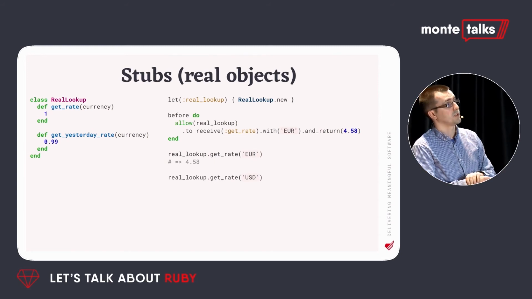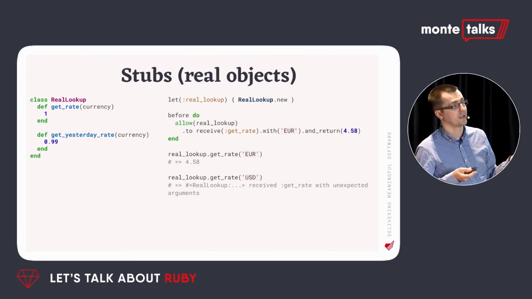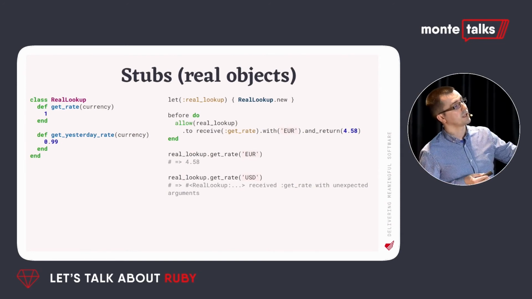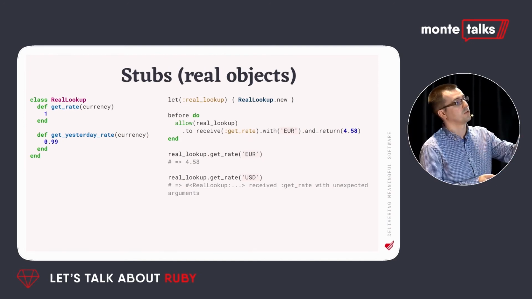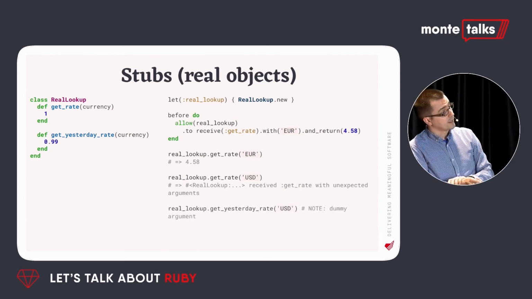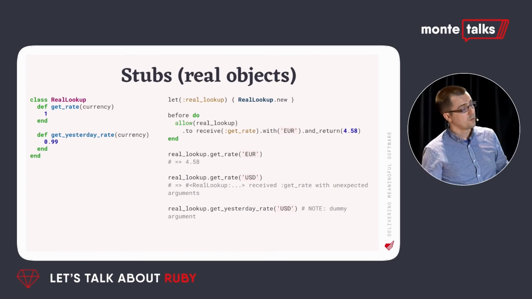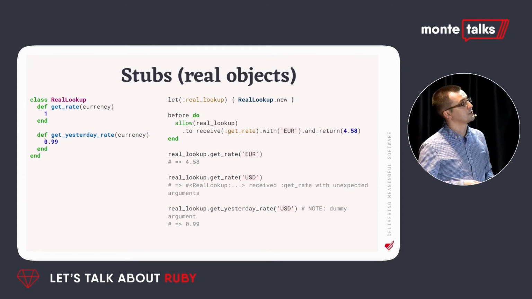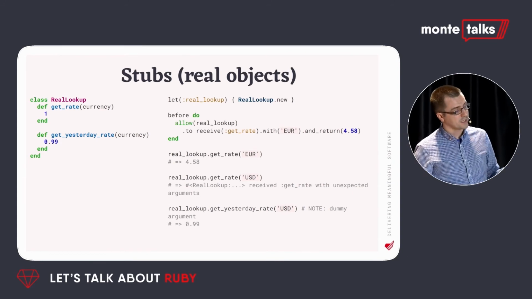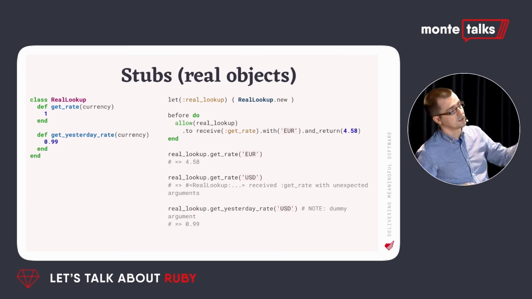But if I invoke this method with something which hasn't been defined in the before, it basically writes an error that it received getRate with unexpected argument, because we didn't explicitly define what should be returned by default by this method if the argument is different than euro, right? On the other hand, if we invoke another method which we haven't stubbed in the before block, right, we can use the original implementation of this object. And here you can spot that it will return 0.99 as in the original implementation in the real object. Side note, the USD here is not needed because the implementation of the method doesn't use it at all, right?